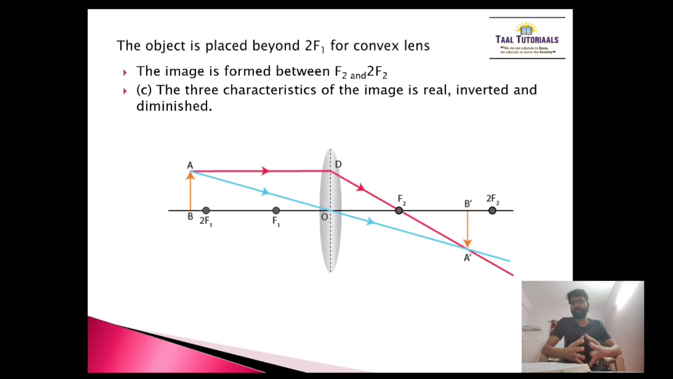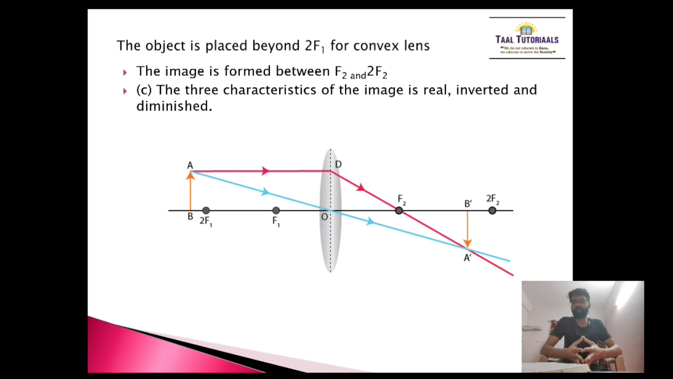So here AB is an object placed on the principal axis of a convex lens at a point beyond 2f1. From the point A of the object, the ray AD, incident parallel to the principal axis, after refraction through the lens passes through the second focus f2. The other ray, that is AO, is incident at the optical center O of the lens, and it travels undeviated as OA dash. The two refracted rays, that is DA dash and OA dash, meet at a point A dash. Thus A dash is the real image of the point A of the object.